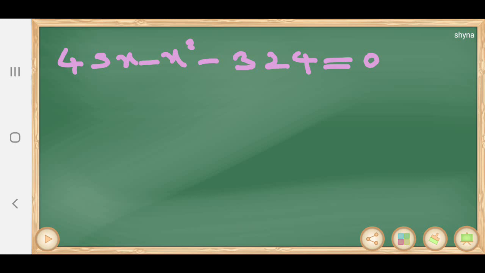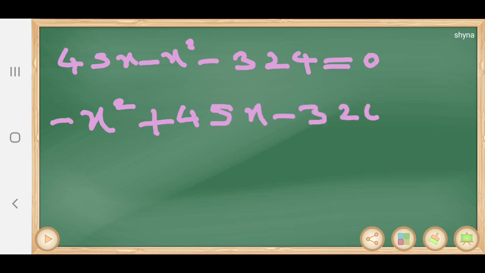But while writing an equation, you should write in the standard form. That is, the x square term should come first, ax square. According to the degree or the power, you have to write in that order. So, minus x square, the next term plus 45x minus 324 equal to 0.